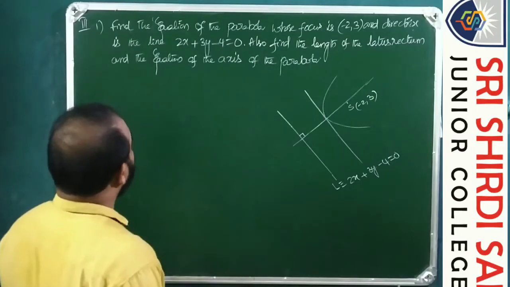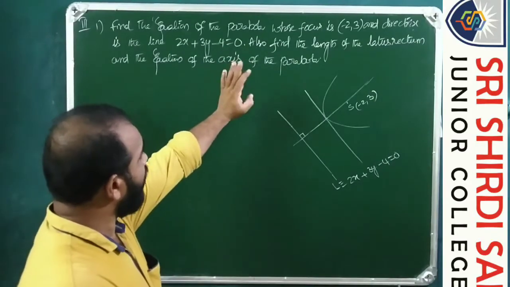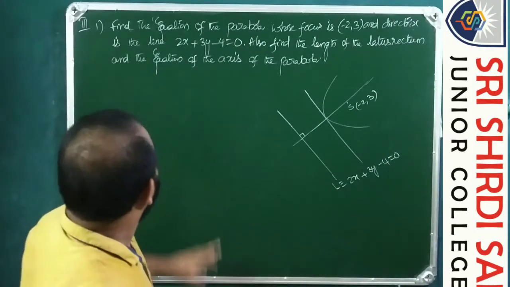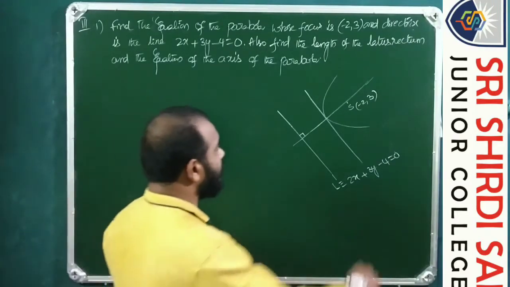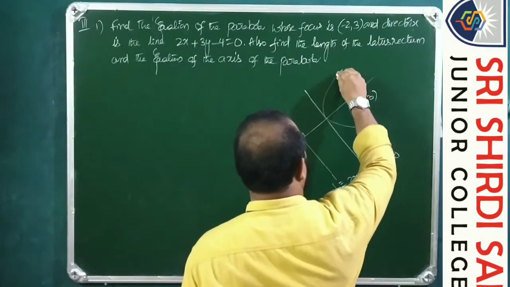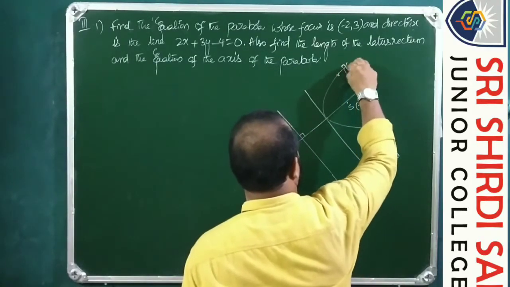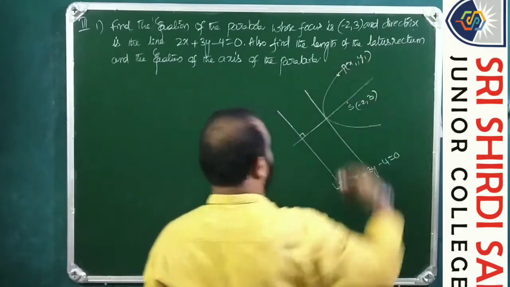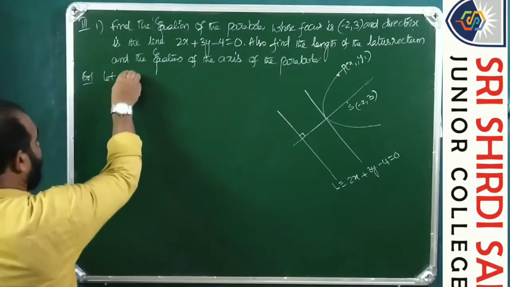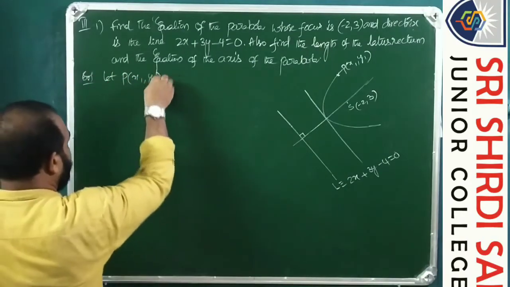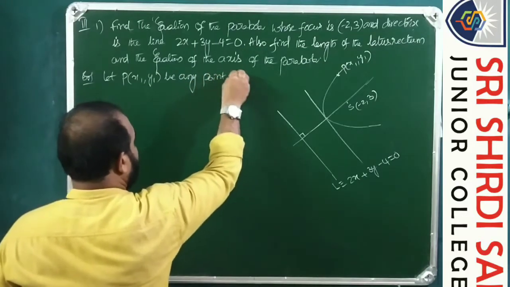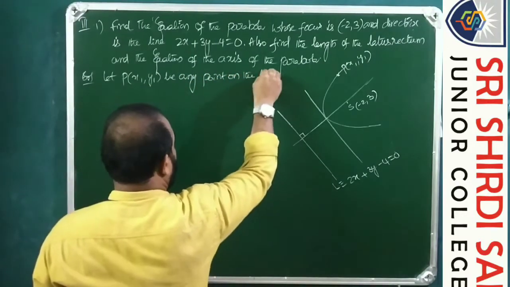Now find the equation of the parabola. The parabola equation is what we need to find out. To obtain this parabola, let us take P(x1, y1) to be any point on the locus of the parabola. Solution: let P(x1, y1) be any point on the locus of the parabola.